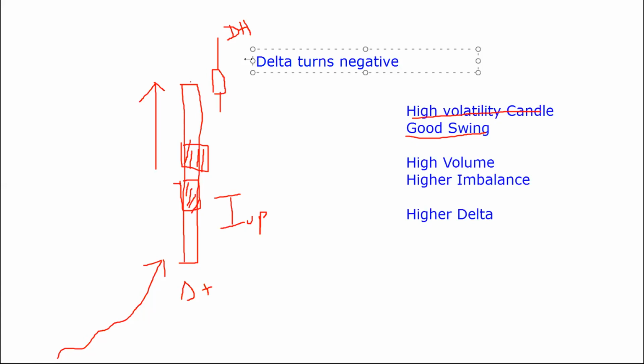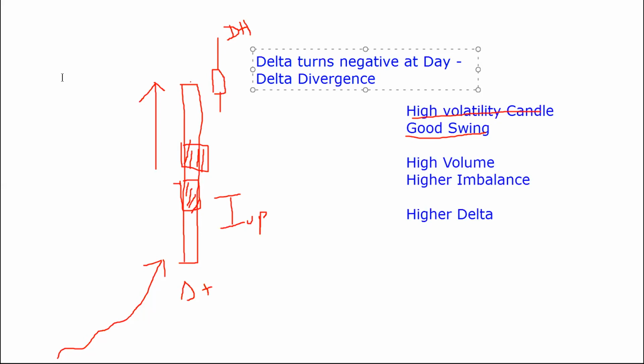Right. So anyways, let's stick to the topic. We are talking about delta turning negative at the day high, and that is delta divergence, right? In that case, one can look for a momentum exhaustion pattern. We'll be talking about a couple of momentum exhaustion patterns. It's called an exhaustive high or an exhaustive low, where one can look for a scalping mean reversion opportunity.